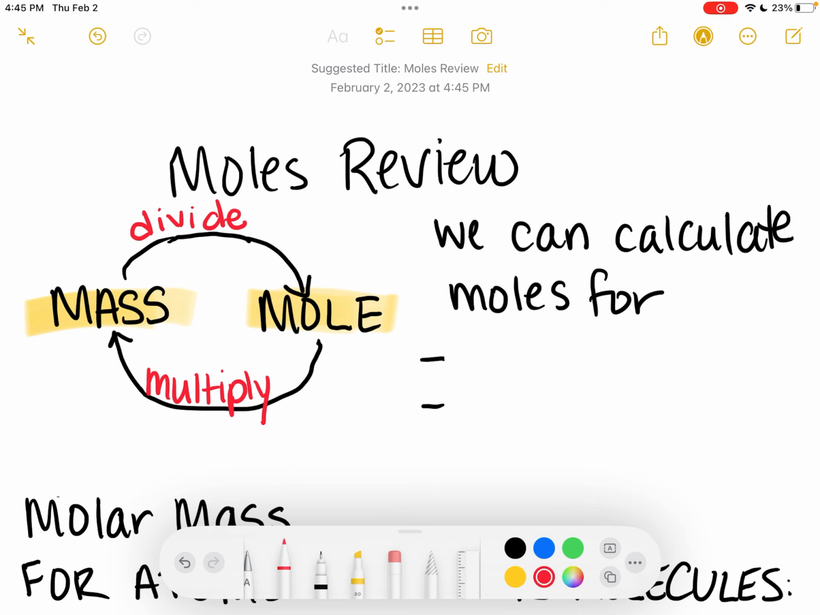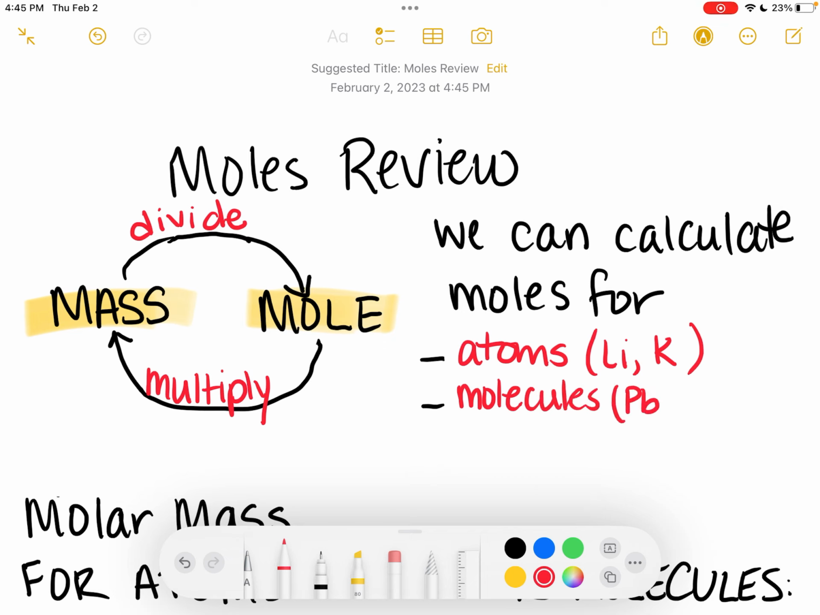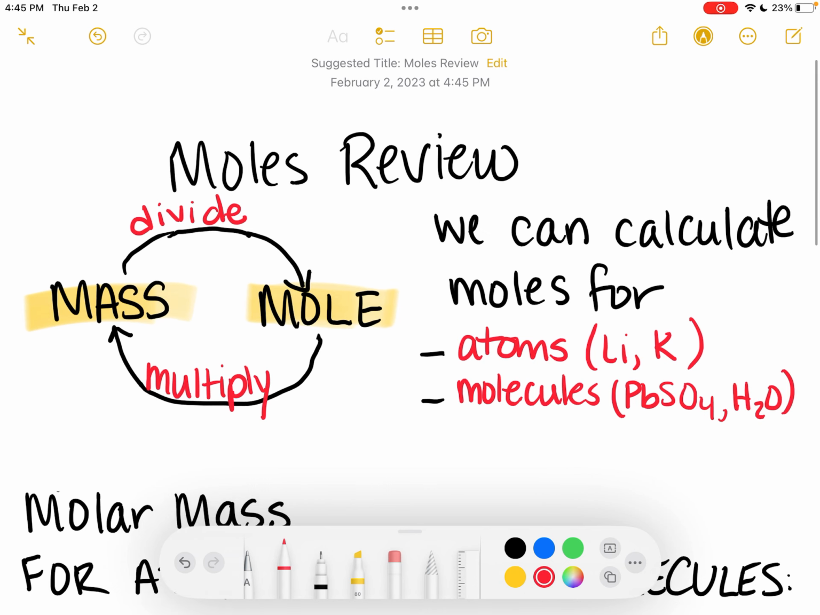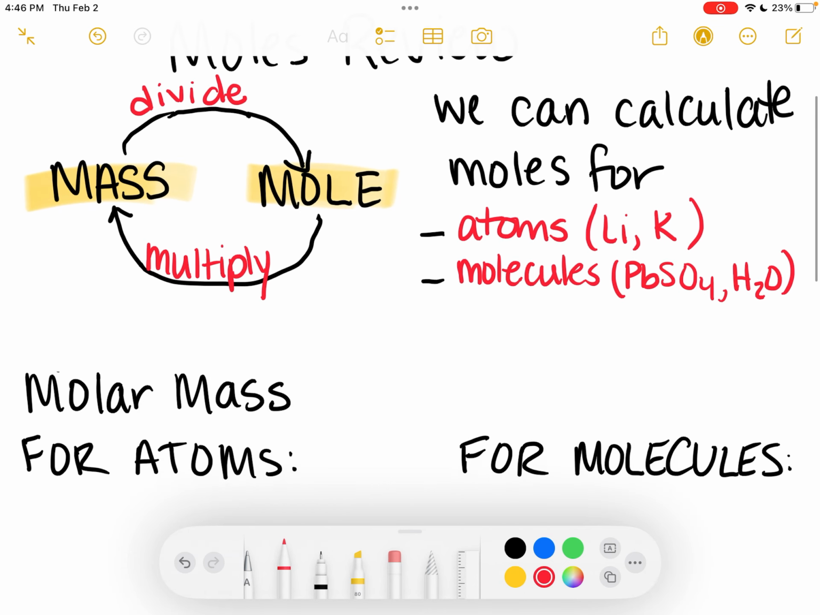And we can calculate moles for atoms like lithium, potassium, etc. Or molecules. Things like PbSO4, H2O, etc.